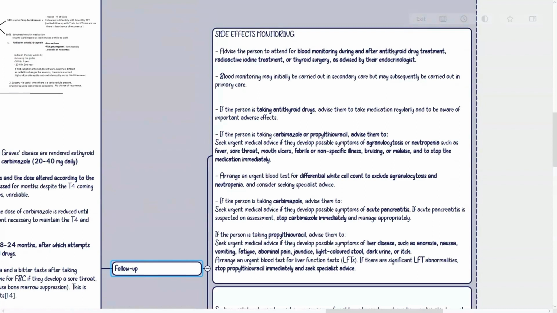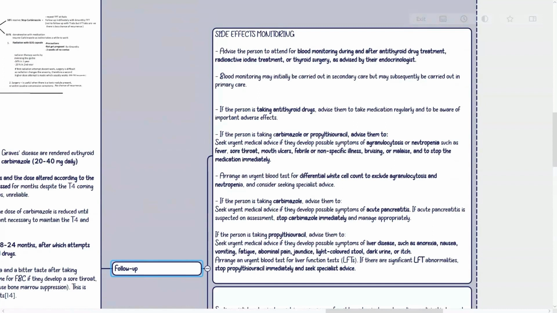If the person is taking carbimazole, advise them to seek urgent medical advice if they develop possible symptoms of acute pancreatitis. If acute pancreatitis is suspected on assessment, stop carbimazole immediately and manage appropriately.